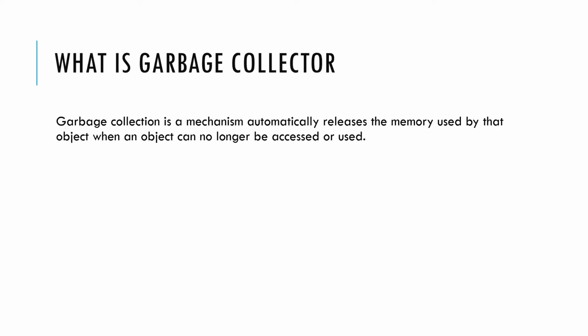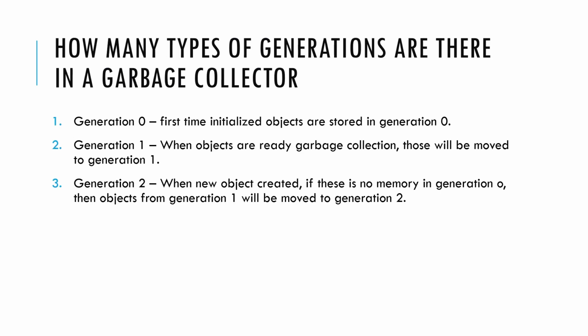So what is the garbage collector? The garbage collector is a mechanism that automatically releases the memory used by an object when the object can no longer be accessed or used by any other object. So how many generations are there in the garbage collector? We have three generations: generation 0, generation 1, and generation 2.